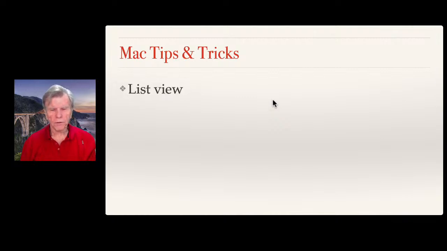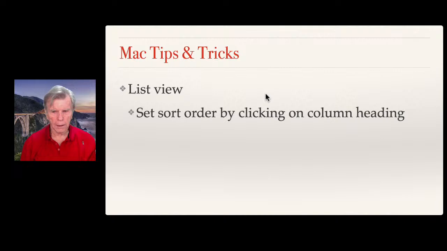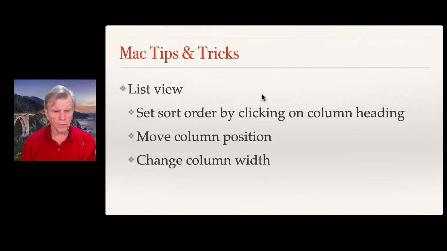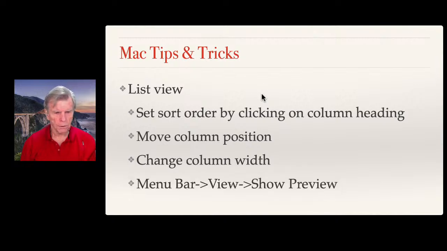So let's talk about the list view. I prefer the list view because it gives me a lot more information than the icon view. And we can set the order by clicking on the column headings. So we'll show that to you in just a second. We can also move the columns into different locations, and we can change the column width. And we can also show a preview of the file. So let's go back to the Finder.